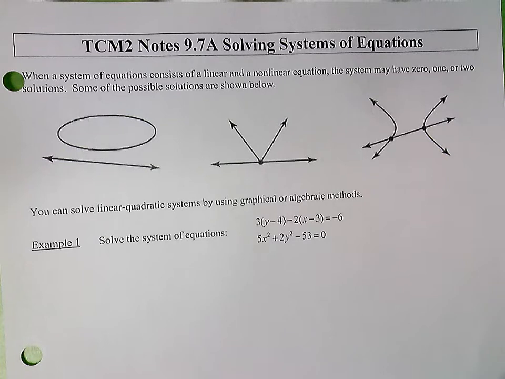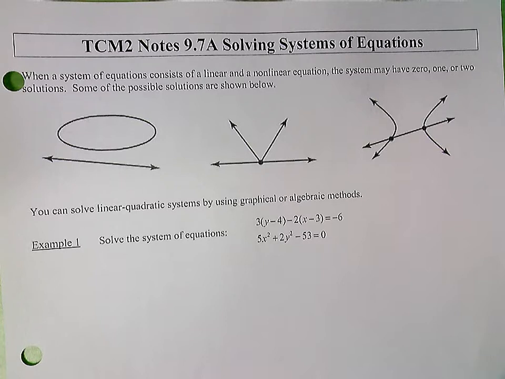So today what we're doing is solving a system of equations. We want to see where two of these types of graphs intersect. Okay, so if we have, say, an ellipse and a hyperbola, we want to see where those two graphs would intersect each other. To do that, we have to solve a system of equations.